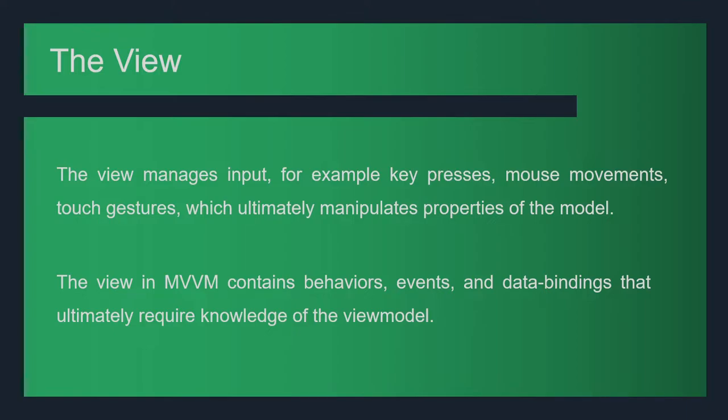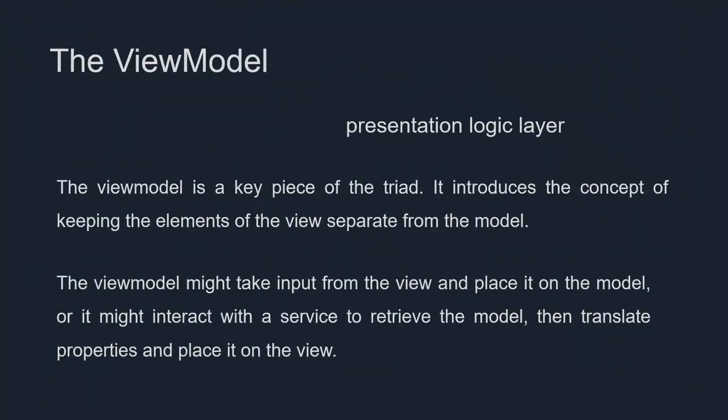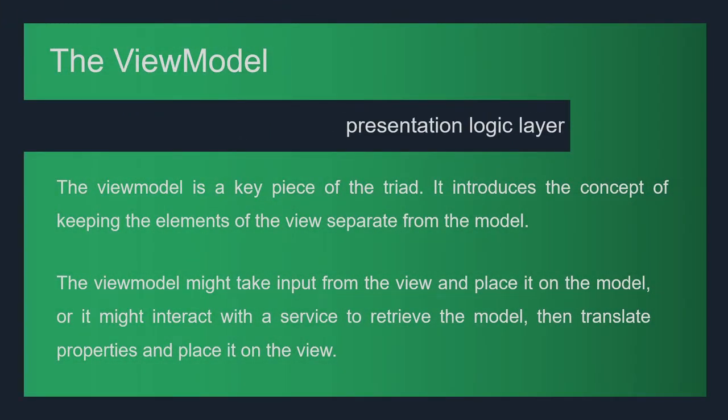And now let's talk about the view model or the logical layer of the view. The view model constitutes the bridge between the model and the view and has a purpose of keeping the elements specific to the view separate from the model. It interacts with input from the view and handles it so that it can be translated onto the model. Or it can also interact with a service to retrieve the model and translate it back to the view, so it can be more readable to the end user.